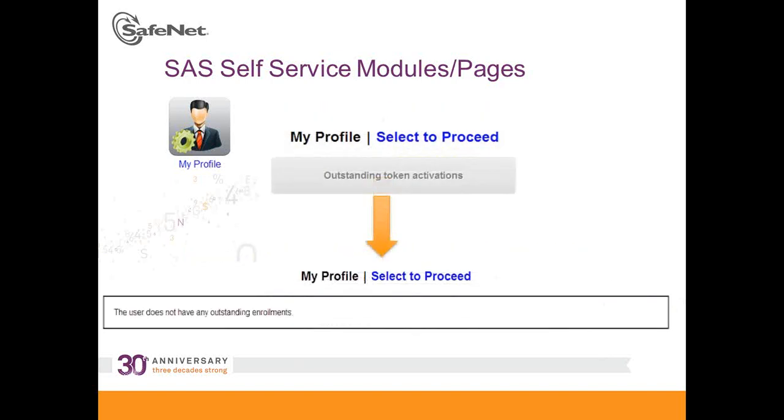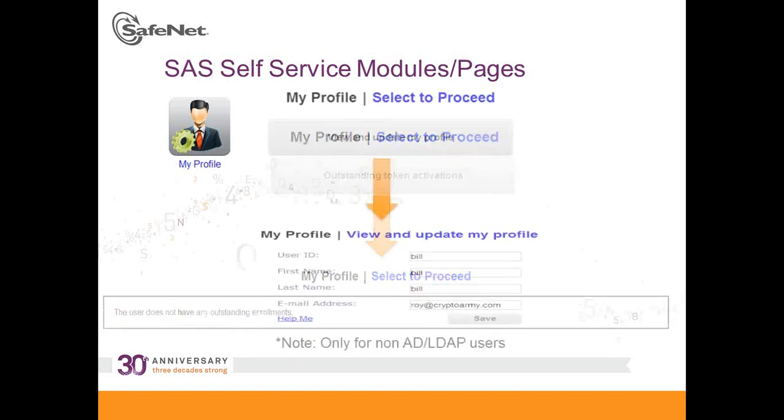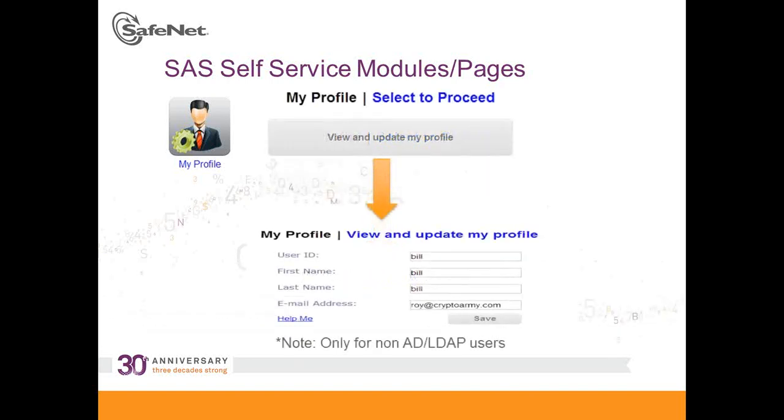When we take a look at My Outstanding Token Activations, the system will tell me whether or not I have any outstanding enrollments that are associated with my account. Like I mentioned, if you're a non-LDAP sync user or a non-Direct Connect LDAP user, you do have the ability to view and update your profile. So you can see first name, last name, username, and email.